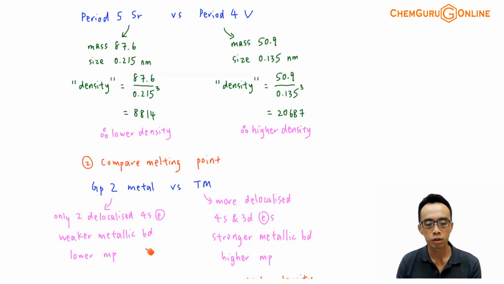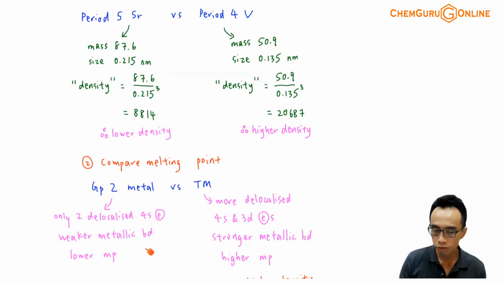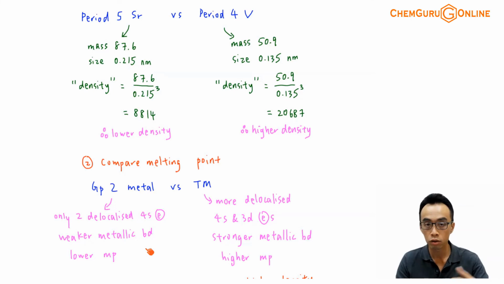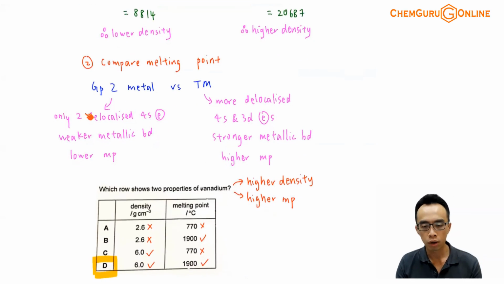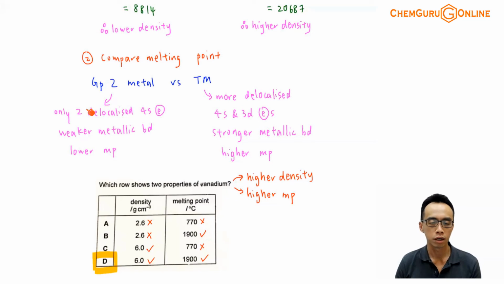As compared to group 2 metals, they can only delocalize 2 electrons, the 4s electrons, so I'll have a smaller sea of delocalized electrons, and the metal cation will only have a +2 charge. So a less positively charged cation attracting a smaller sea of delocalized electrons, the metallic bond tends to be weaker, and the melting point will be lower. This comparison is a little bit more straightforward, shouldn't give us any problem. I will expect vanadium, the transition metal, to have a higher melting point as compared to the group 2 metal.